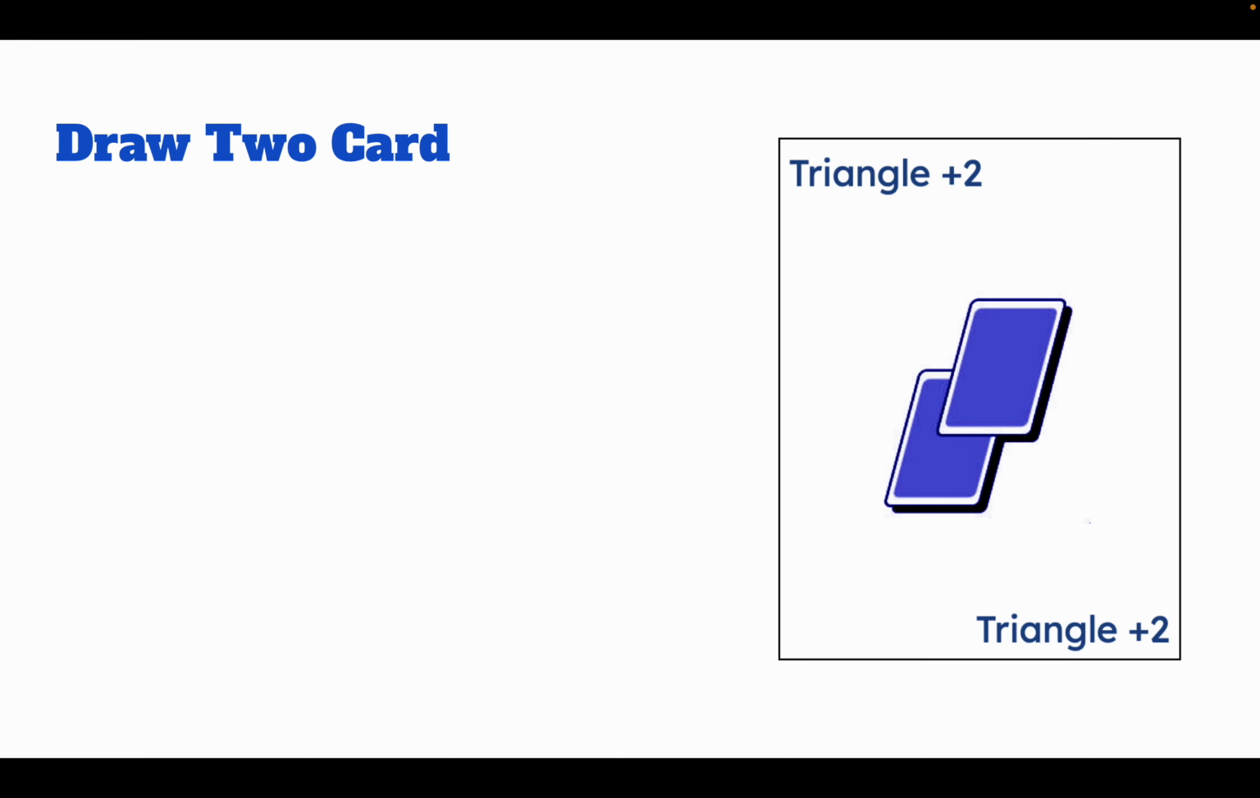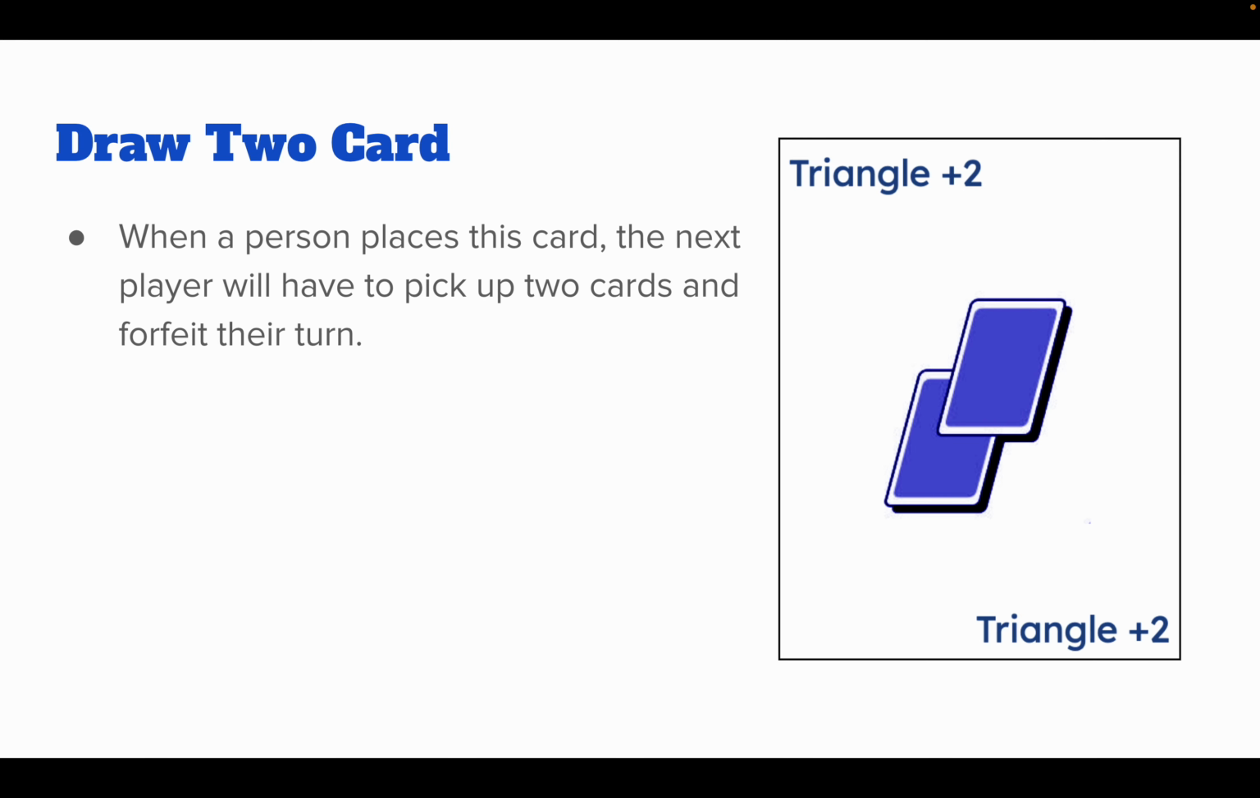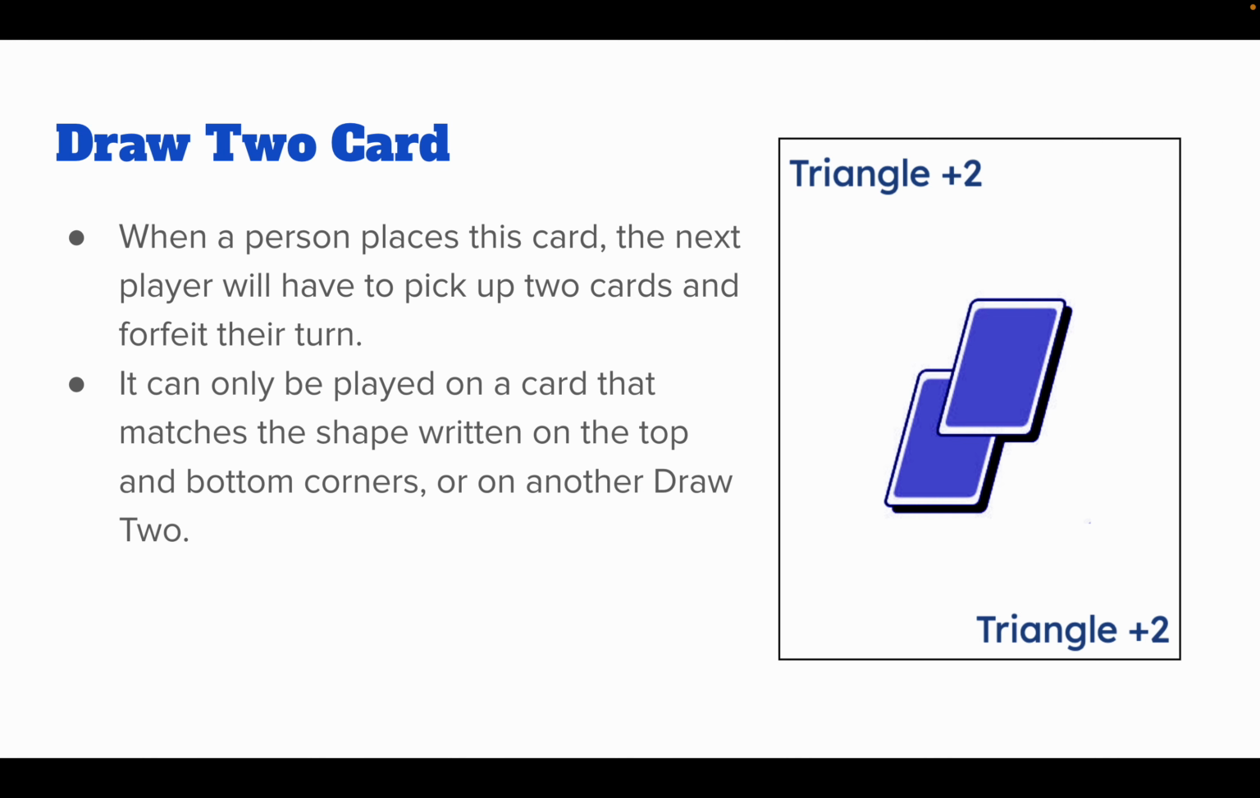The next special action card is the Draw 2 card. The Draw 2 card will have 2 cards on it and the name of a shape written in the top and bottom corners. When a player places this card, the next player will have to pick up 2 cards and forfeit their turn. It can only be played on a card that matches the shape written in the top and bottom corners, or on another Draw 2.